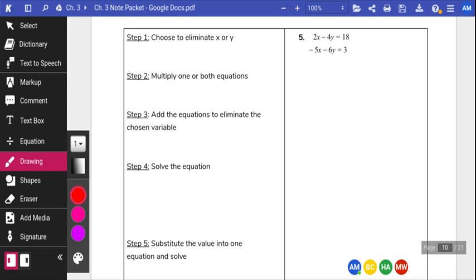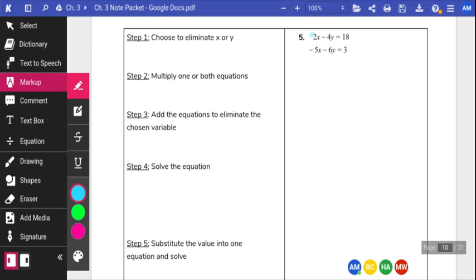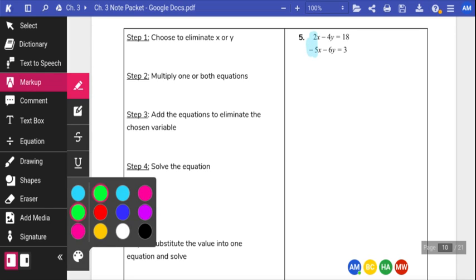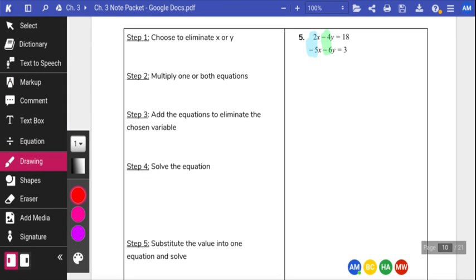Looking at this, we're going to choose to eliminate x or y. So looking at your coefficients, you're going to decide whether you would like to eliminate your x's or your y's. I think that if I look at my x's, I know that I can make both of those equations have a 10 in front. If I multiply the first equation by 5, I would get 10x. And if I multiply the second equation by 2, I would get negative 10x. So now I'm going to multiply through.